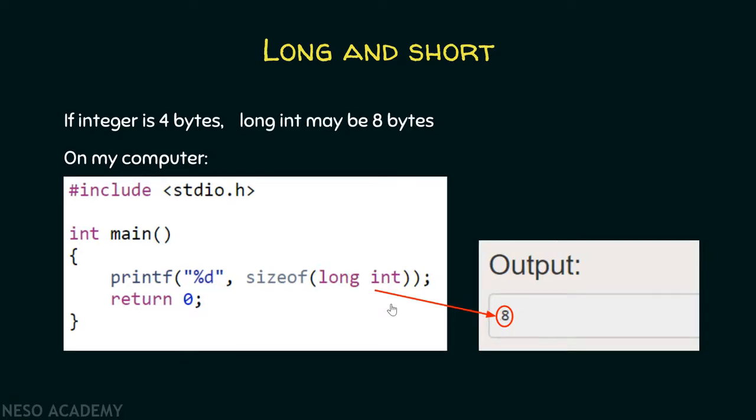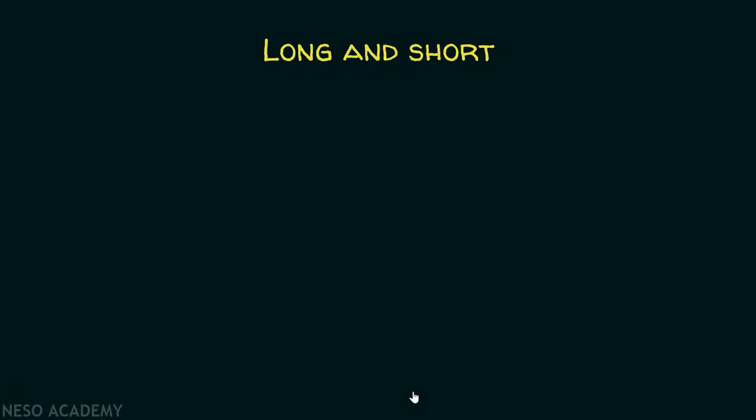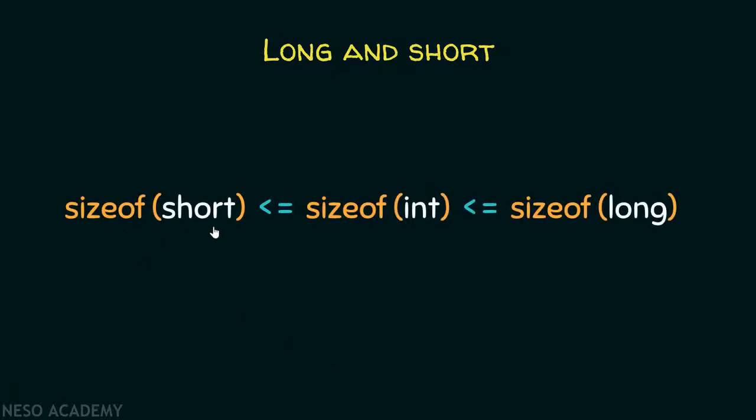On the other hand, using long as a modifier in front of integer allows integer data type to take more memory space. Here you can see size of long integer is 8 bytes. Note, it is not guaranteed that short takes less memory than integer and long takes more memory than integer. The only thing which is guaranteed is that size of short is less than or equal to size of integer, and that is less than or equal to size of long.